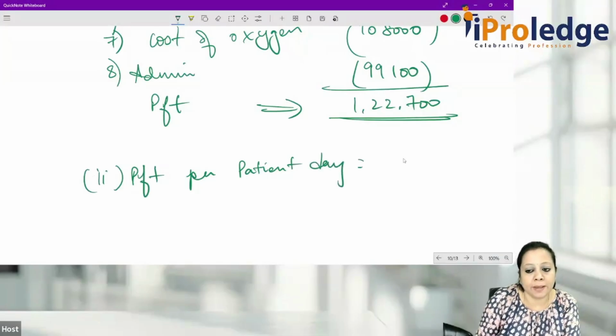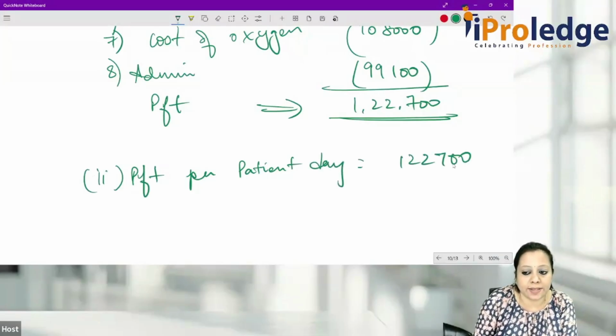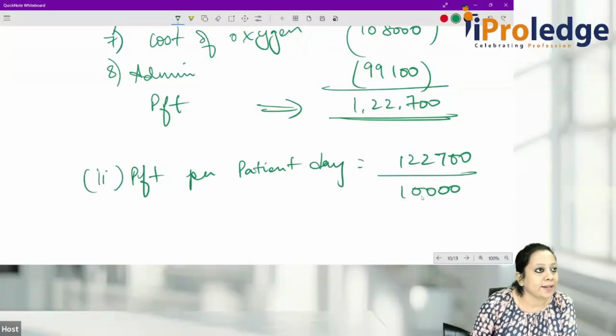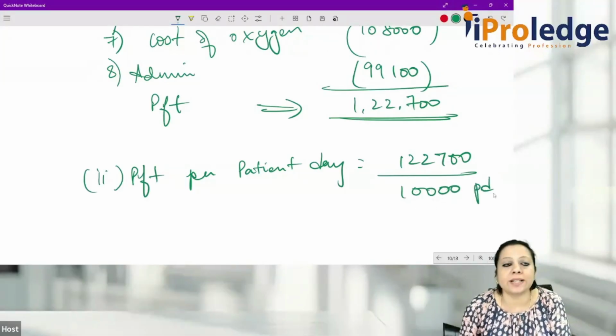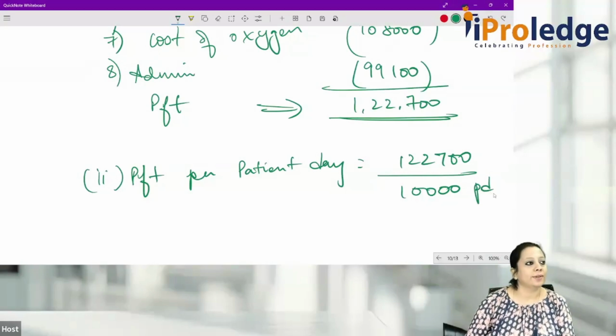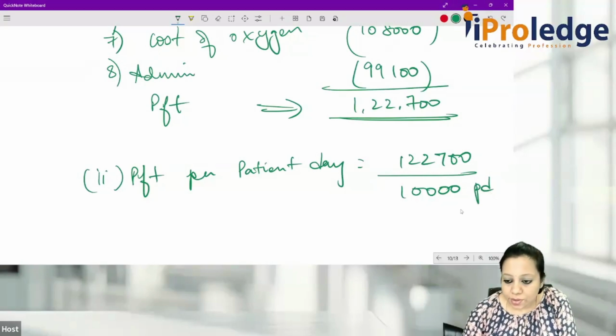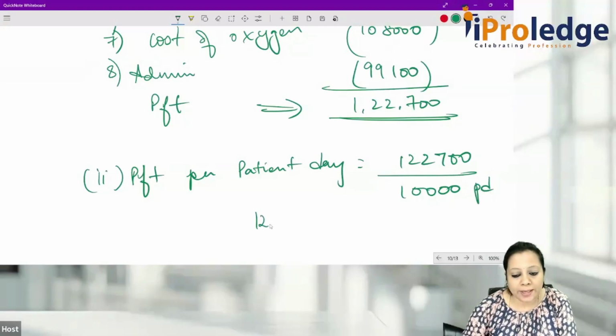is equal to, very simple, 1,22,700 divided by 10,000 patient days. Right, students? 10,000 was the patient days because 10 lakhs was the revenue. Yes, ma'am. So 12.27 per patient day.